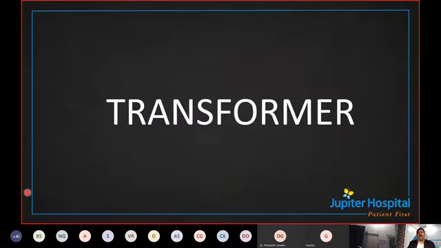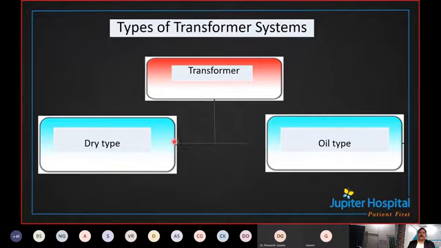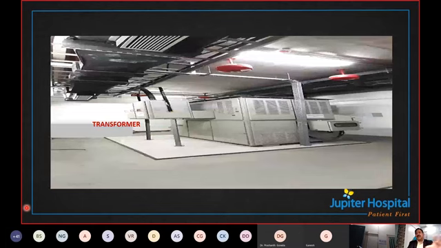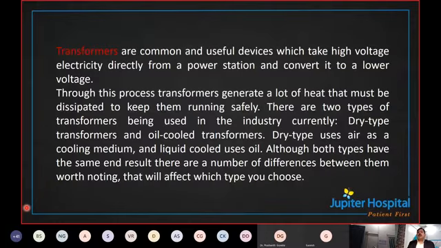Moving ahead, this is the transformer. The first thing that comes after the HT panel is the transformer. As we discussed, there is a dry type and an oil type. What is the meaning of dry type? What are the advantages of dry type or oil type? We need to discuss that ahead. So this is a transformer. These are pictures from our Jupiter Hospital, Pune, which we have taken just now. A transformer is a common and useful device where the high voltage electricity directly comes from the power station and is converted into low voltage. If you see here, there are two types, dry type and oil type.